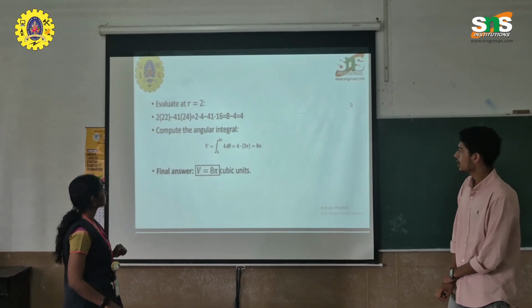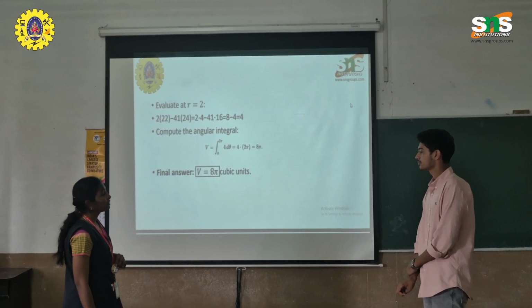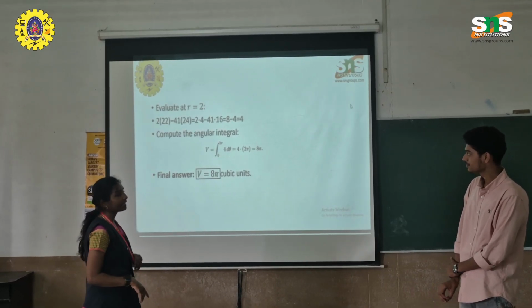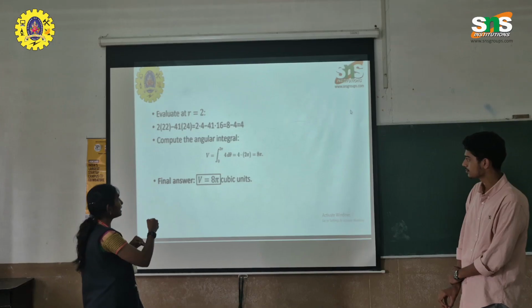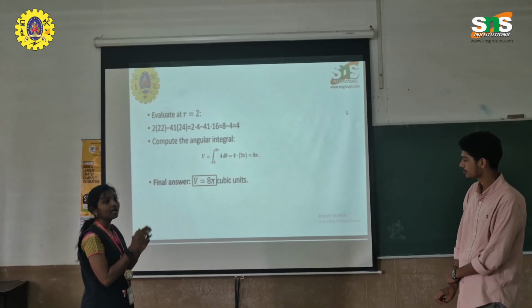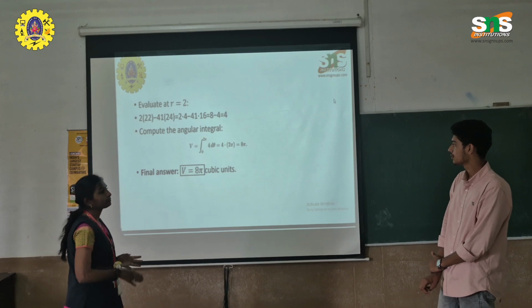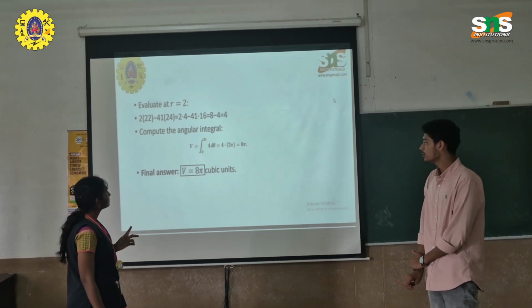Now compute the angular integral. What do we mean by the angular integral? It is a single integral, wherein the limit is 0 to 2 pi and the integrand is 4 d theta. Only the angle is integrated here and evaluated. So the final answer is equal to 8 pi cubic meters.